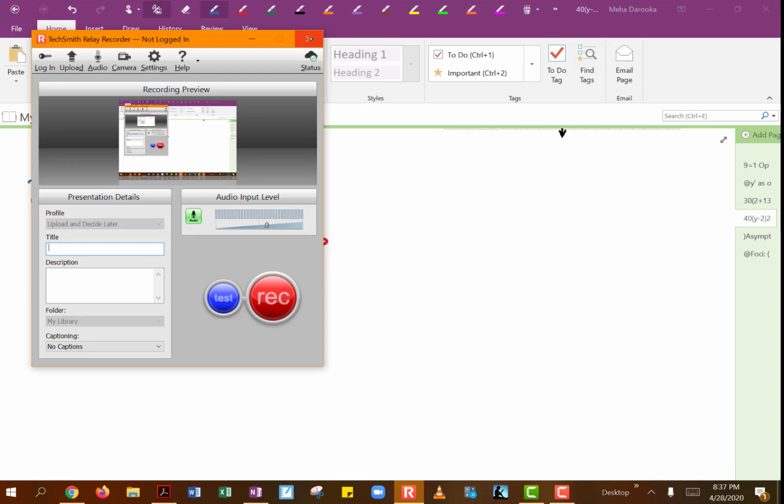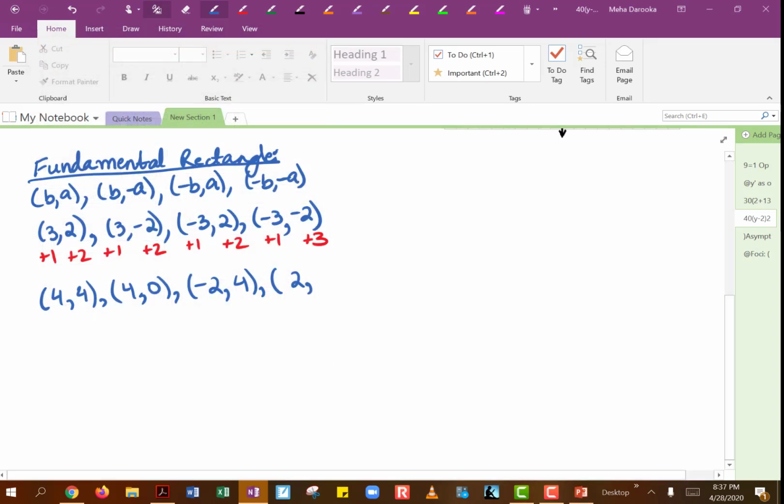Okay, not sure what happened. Negative 2 plus 3 will give you, oh, I don't know why I did plus 3. That should be plus 2, so this will be incorrect. So negative 2 plus 2 will end up giving us 0. Alright, so these would be the new vertices for our fundamental rectangle over here.